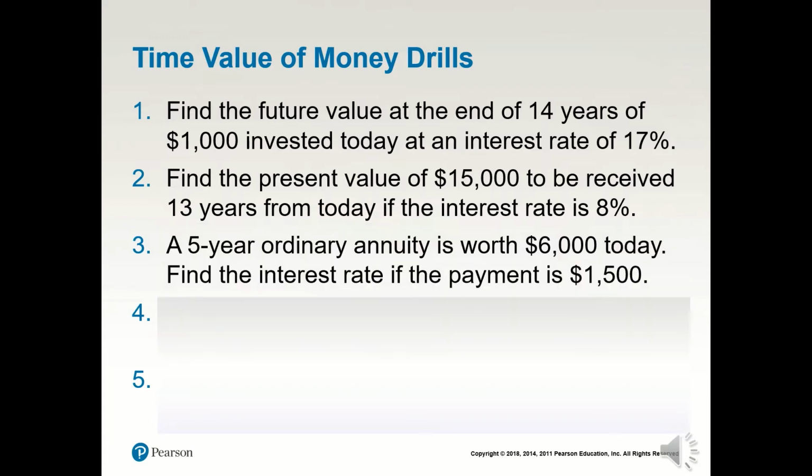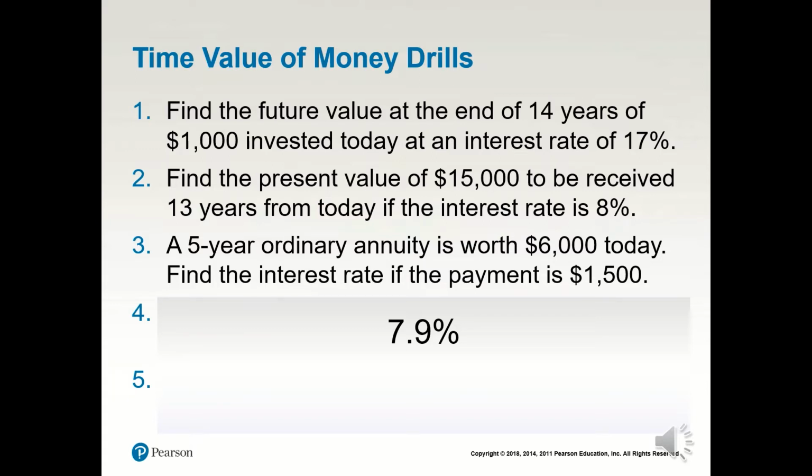Problem number 3: a 5-year ordinary annuity is worth $6,000 today. Find the interest rate if the payment is $1,500. For this problem, the missing component is the interest rate.